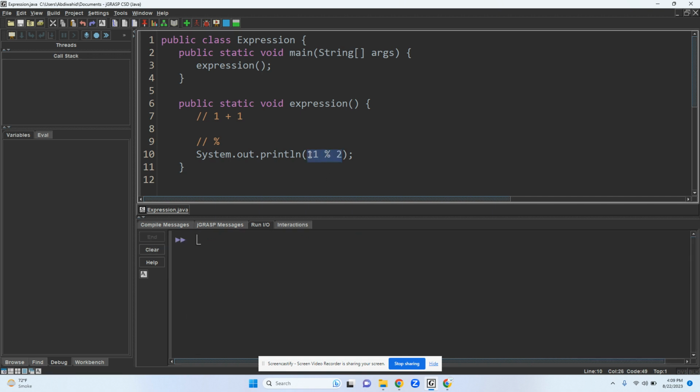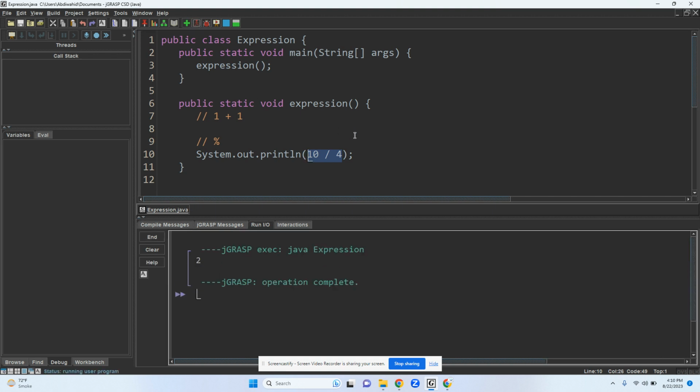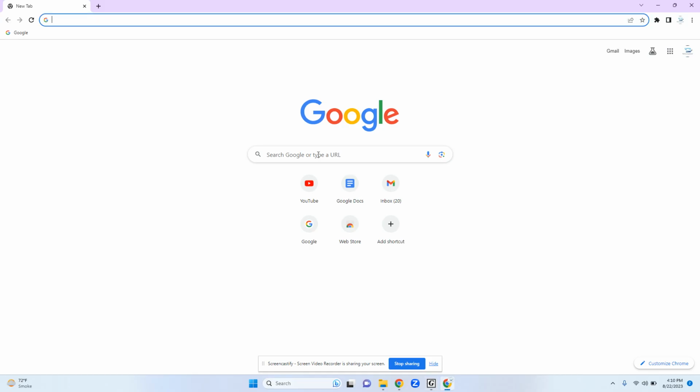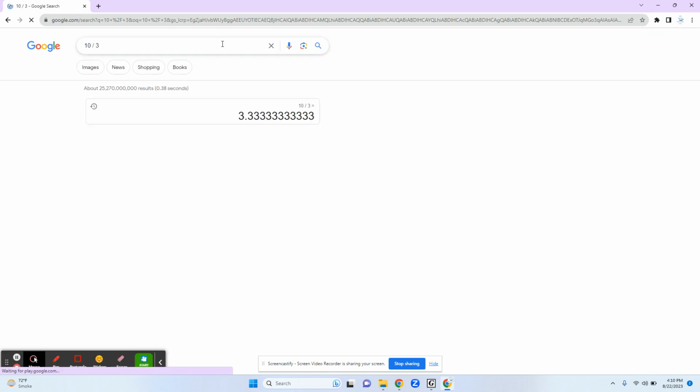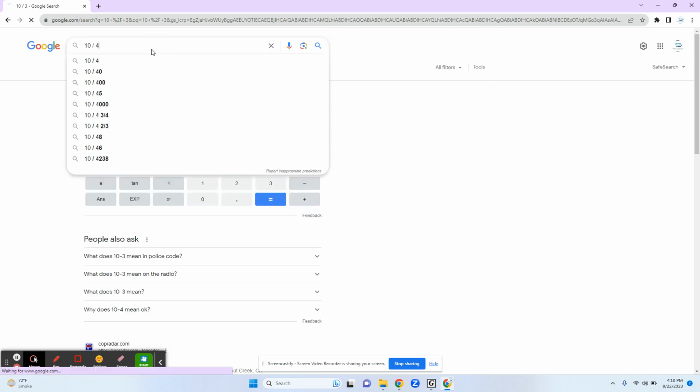So that's just the idea of expressions in Java and a little intro to them. But here's the interesting fact. For example, if I did 10 divided by 4, what happens? This is known as integer division, and we'll cover this more in depth in future videos. If I do 10 divided by 4, it's 2. But if I was actually to put this in a calculator, let me go ahead and open up a calculator and do 10 divided by 4.